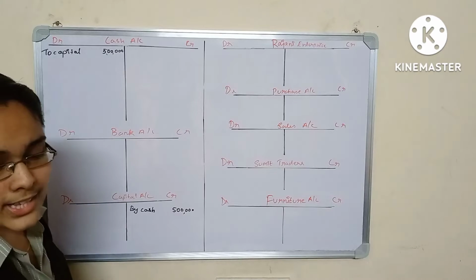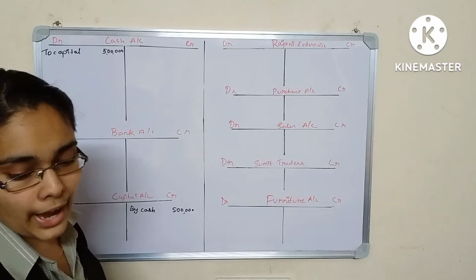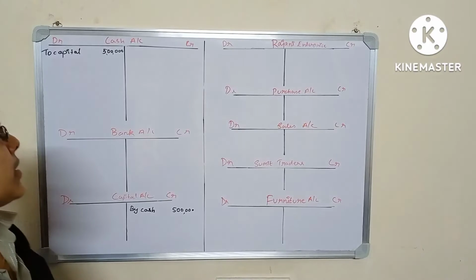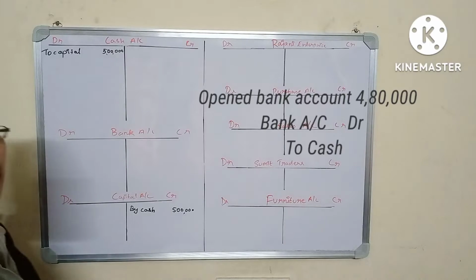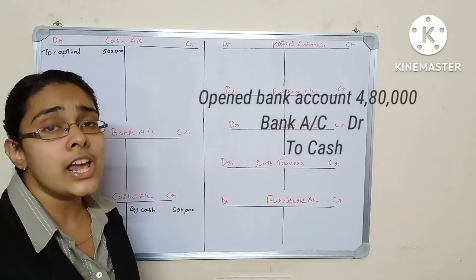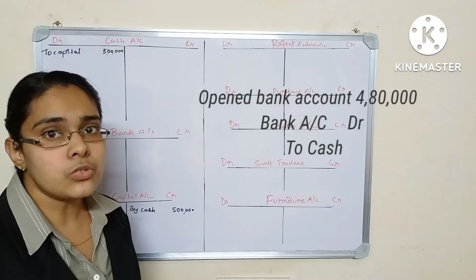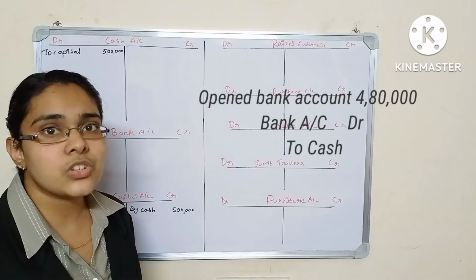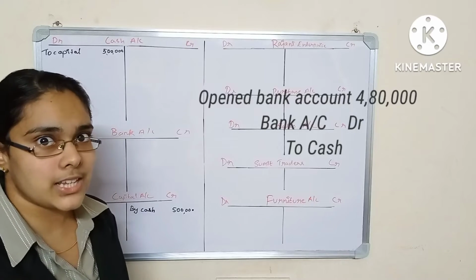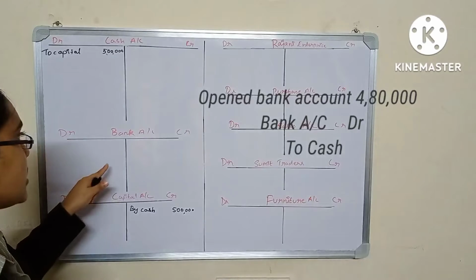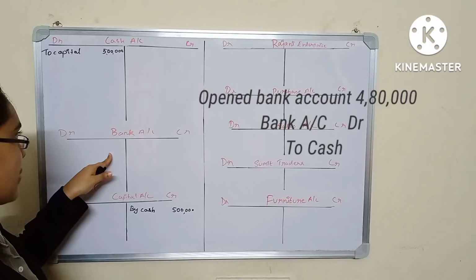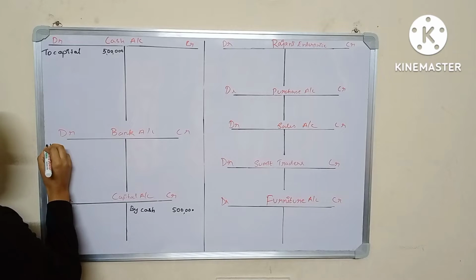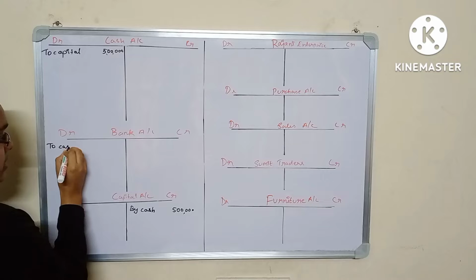Now let us look at the second transaction, that is opened bank account, rupees 4,80,000, right? So again, what will be the entry when you open the bank account? Bank account debtor to cash. Bank is the receiver, so you will debit it, and from your hand cash is going out, so you will credit it. So you have debited the bank account, so you go to the debit side of the bank account and you will write "To cash," the other aspect.